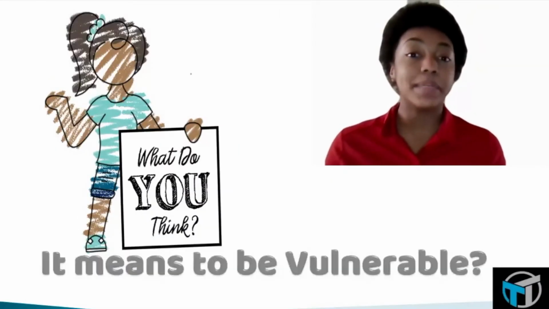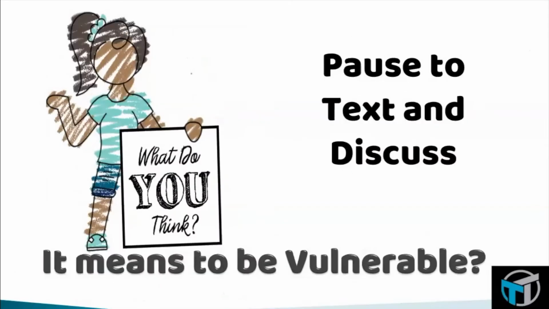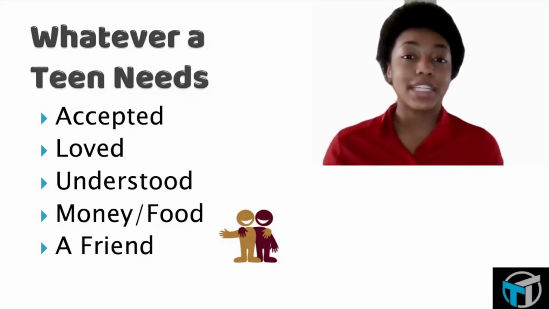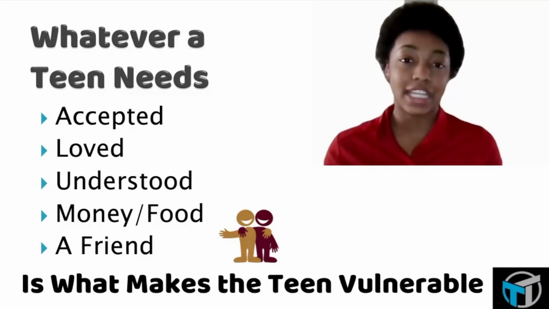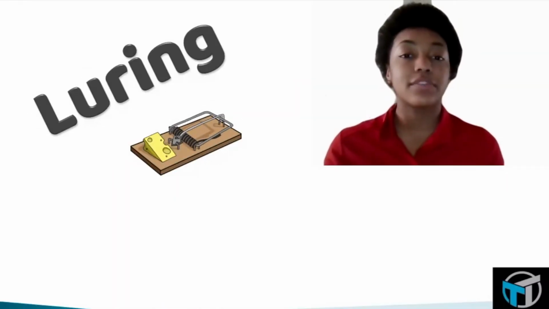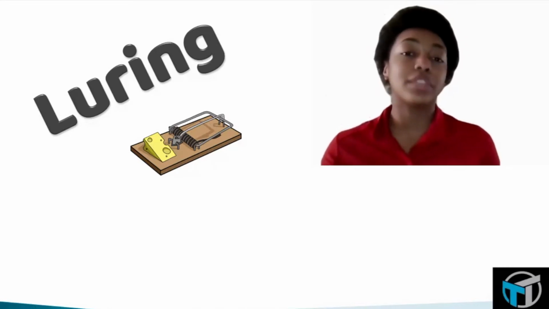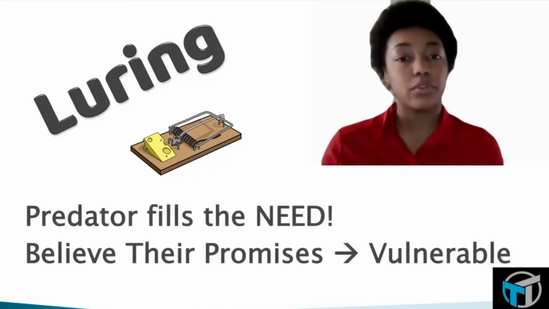So what do you think it means to be vulnerable? Pause the video and discuss. So whatever a teen needs, whether it's to be accepted, loved, understood, money, food, or even a friend, this is what makes the teen vulnerable. When the predator is successful in making someone feel loved, accepted, or understood, they're attempting to lure the teens in. And when the teen believes in these false promises or assumptions, it makes them even more vulnerable.